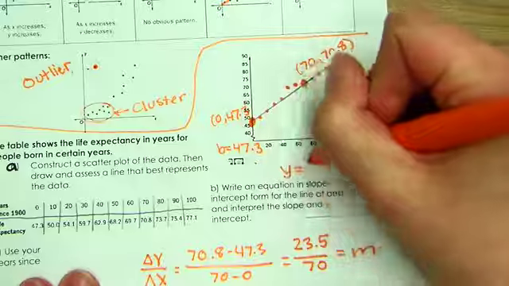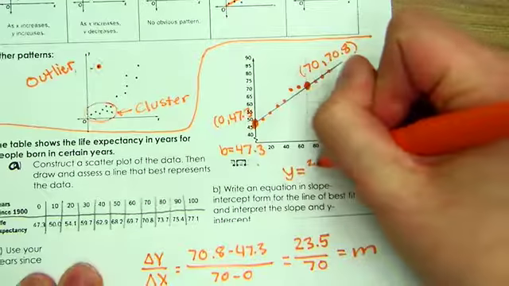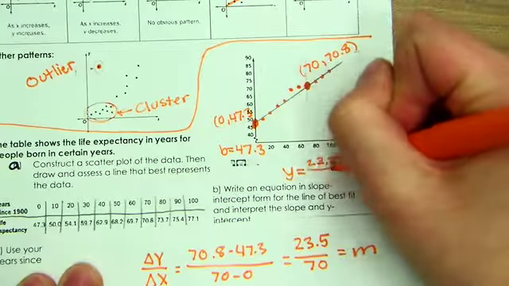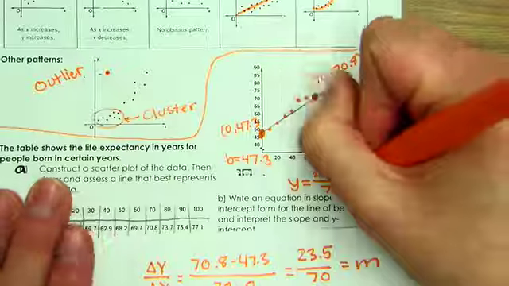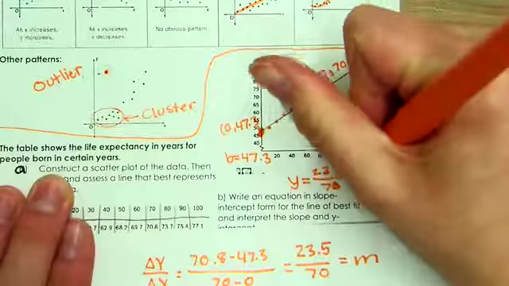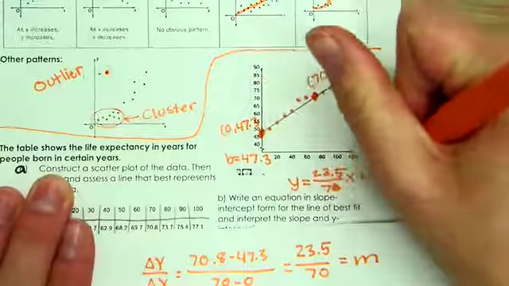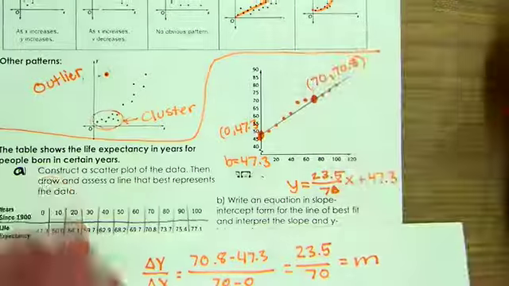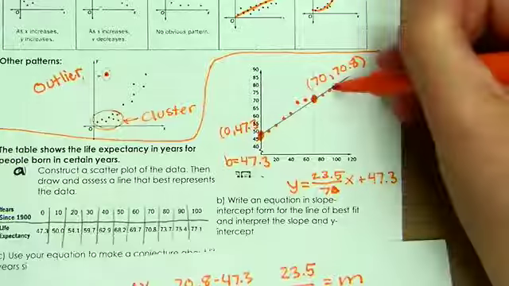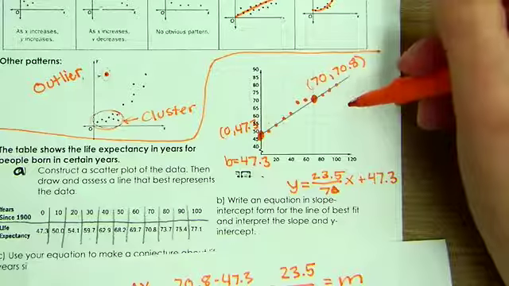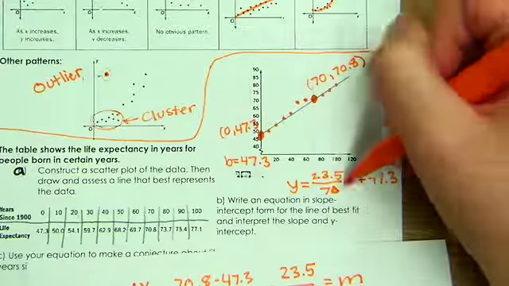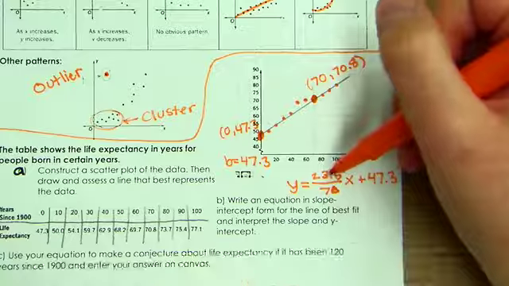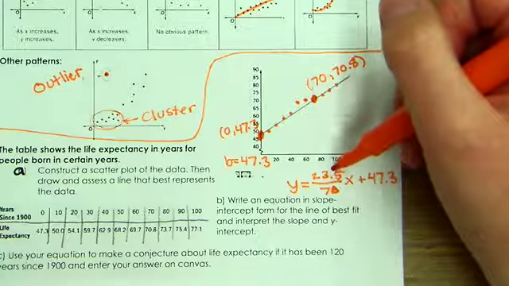Y equals 23.5 over 70 x plus 47.3. Awesome. So if you chose 2 different points than I did, or your line is slightly different, you might have a slightly different slope than I do. And that's okay. These are just estimates.